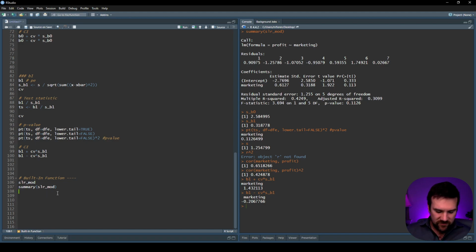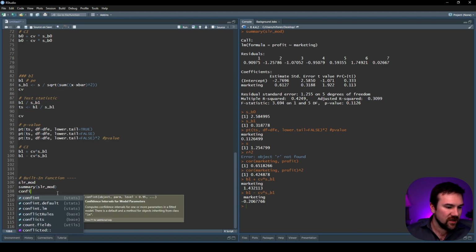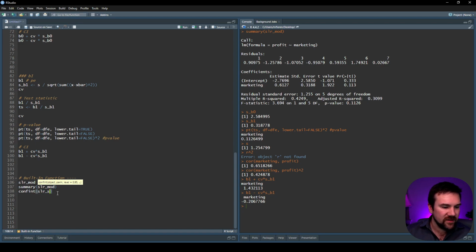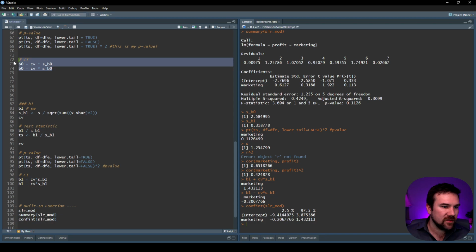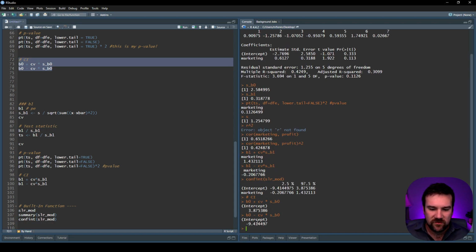Now, we talked about how to do the confidence interval for beta 0 and beta 1. To do a confidence interval using built-in functions, you use the confint command, give it slr mod, and here we have our confidence interval. So we said negative 0.206 to positive 1.43. That was our confidence interval for the slope, and then our confidence interval for the intercept. Can we run that? Did we overwrite anything? I don't think so. Negative 9.4, yes. 3.875, yes. All right, perfect.